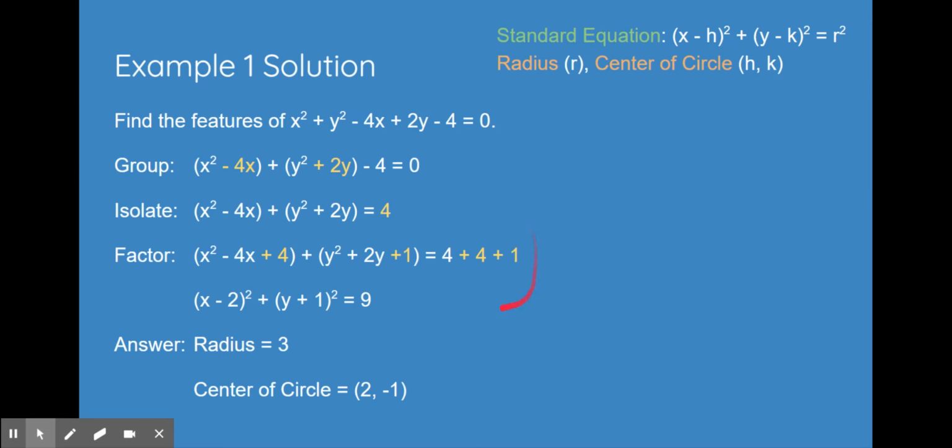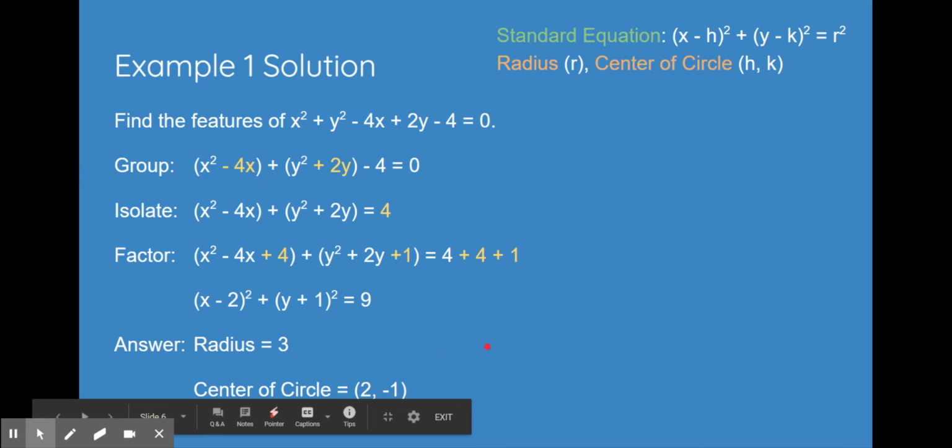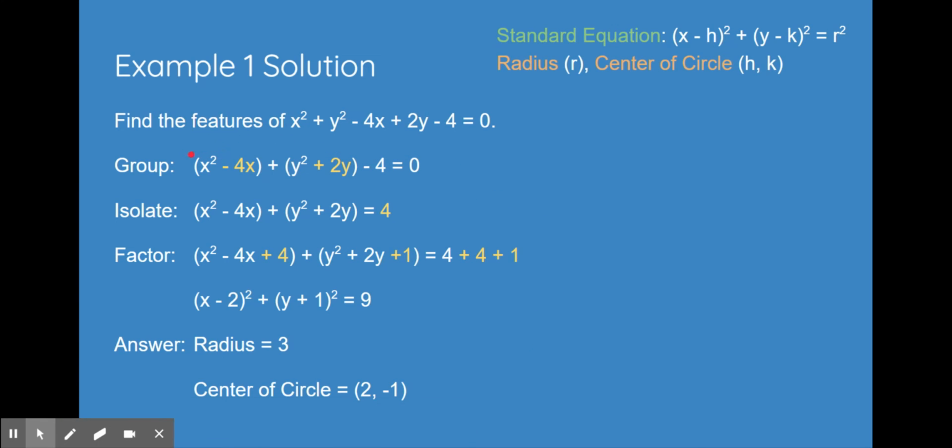Okay, so if you got the radius and center of the circle correct, then congratulations, but we're going to go over this. So first, we would group these terms by moving the x terms close to each other. As you can see here, we move the negative 4x closer to the x squared, and we move the plus 2y closer to the y squared. And next, we would isolate the constant, so we would use PEMDAS and add 4 on both sides of the equation. And now the 4 is on the right side of the equation instead of the left side.